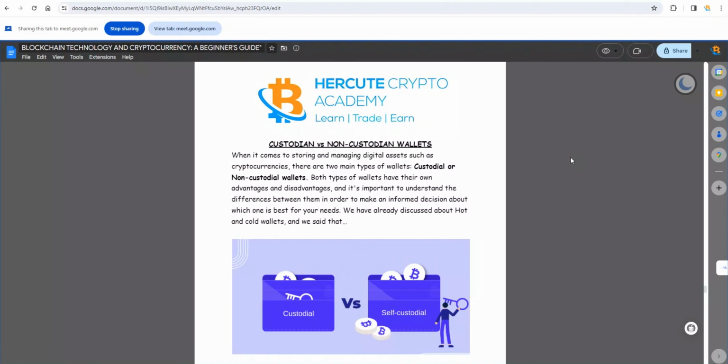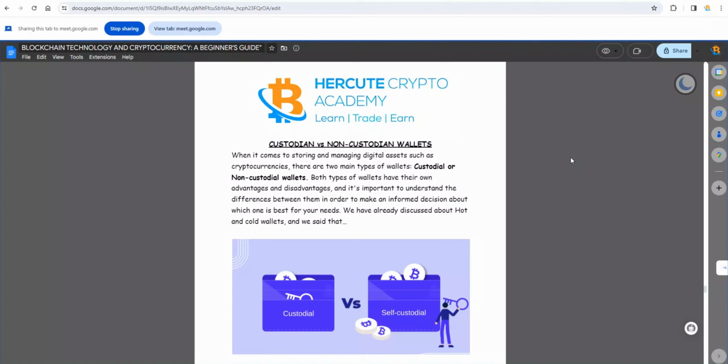Now, when it comes to storing and managing digital assets such as cryptocurrencies, there are two main types of wallets. Of course, we've talked about hot and cold, and now under hot and cold, we have custodial or non-custodial wallets. Both types of wallets have their own advantages and disadvantages, and it is important to understand the differences between them in order to make an informed decision about which is best for you or for your needs.